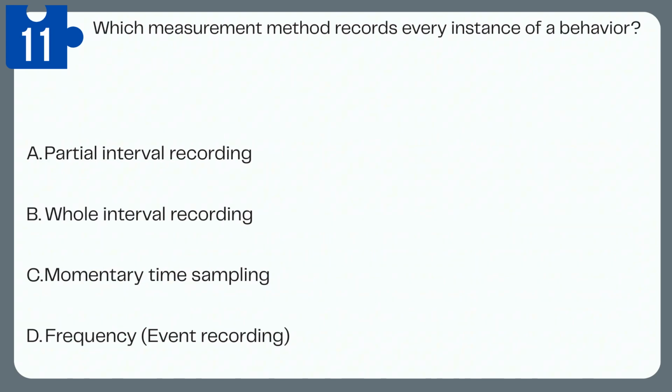Question 11. Which measurement method records every instance of a behavior? A. Partial interval recording. B. Whole interval recording. C. Momentary time sampling. D. Frequency. Event recording.